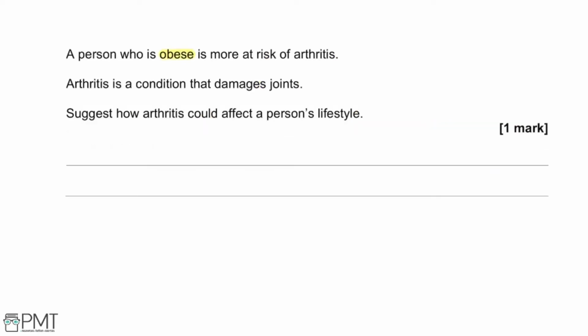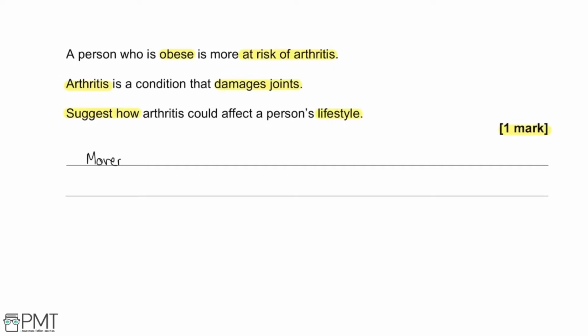A person who is obese is more at risk of arthritis. Arthritis is a condition that damages joints. Suggest how arthritis could affect a person's lifestyle, and this question is worth 1 mark.